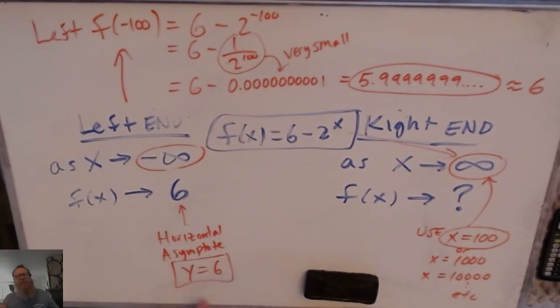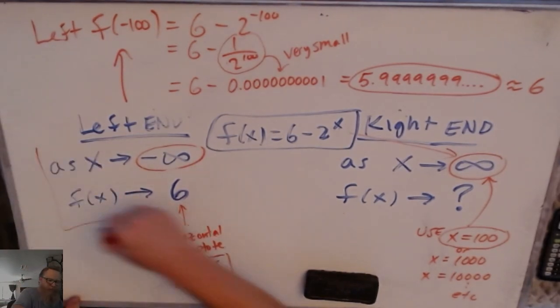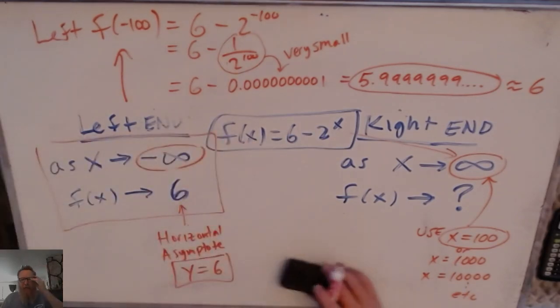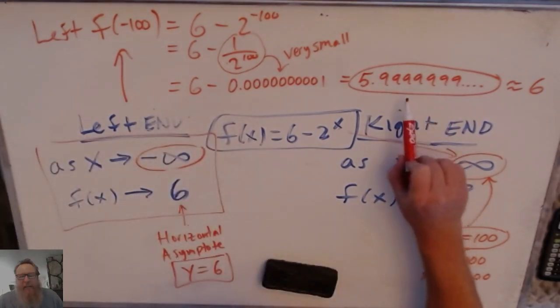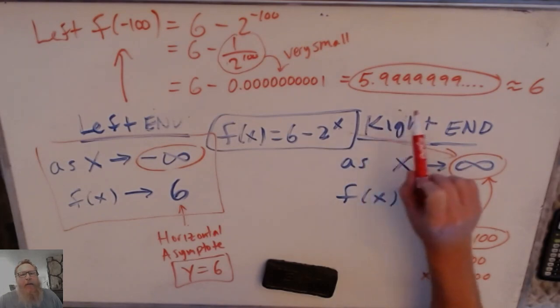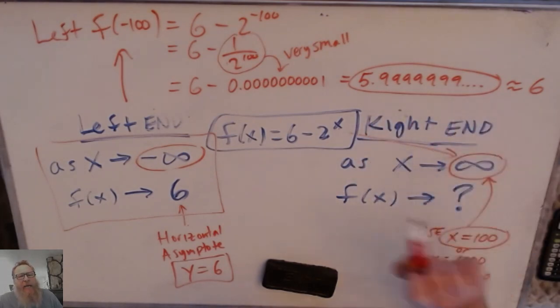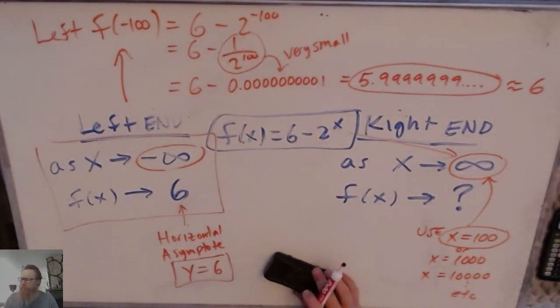Remember, f of x is the same as y. So you just say y is equal to 6. It turns out that you're never actually going to get to 6. It's going to be 5.9, 5.99, 5.99999, 5.99999999999. It's going to go on forever.